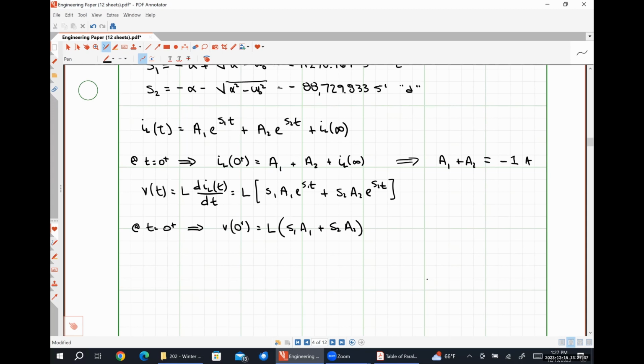What was V at 0 plus? 0, okay. So now we're just going to have L times S1. So that was 1 times 10 to the minus 3 times what I have stored in my calculator as C, if I'm not mistaken.